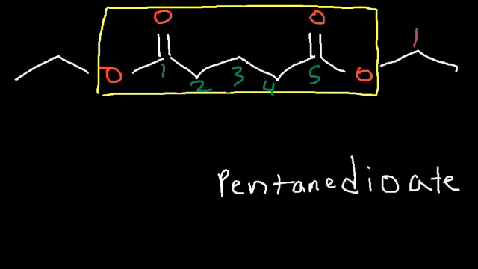And we have an ethyl on the right and an ethyl on the left. So we have 2 ethyl groups. So we could say it's diethyl pentane dioate. And I'm going to stop it here.